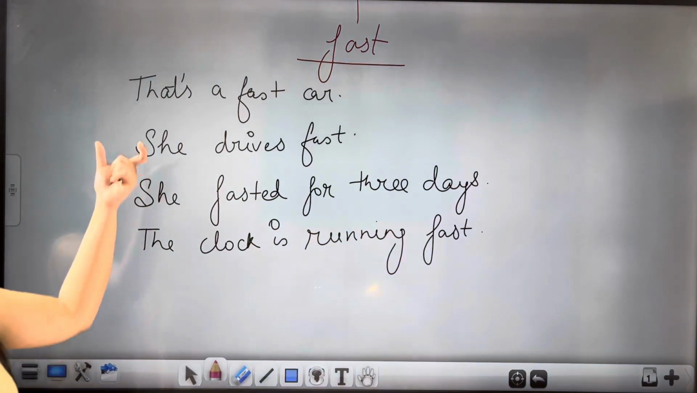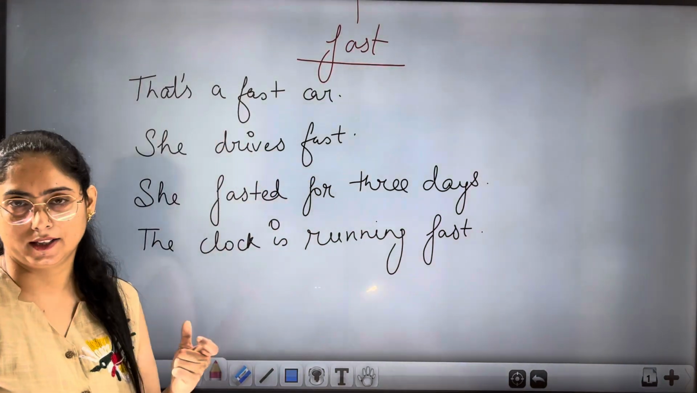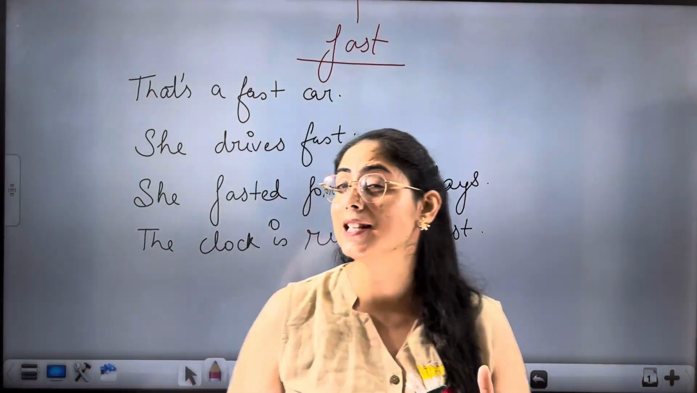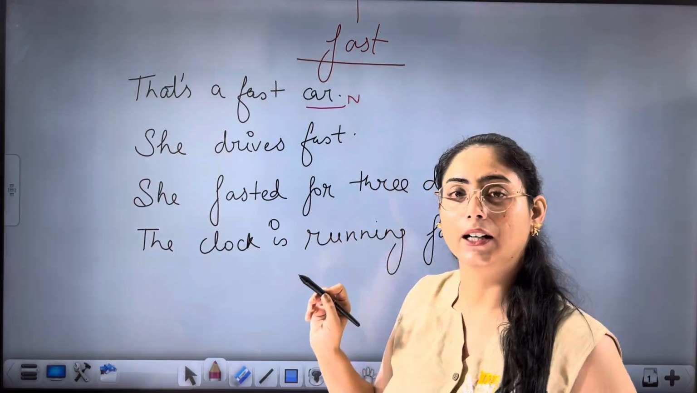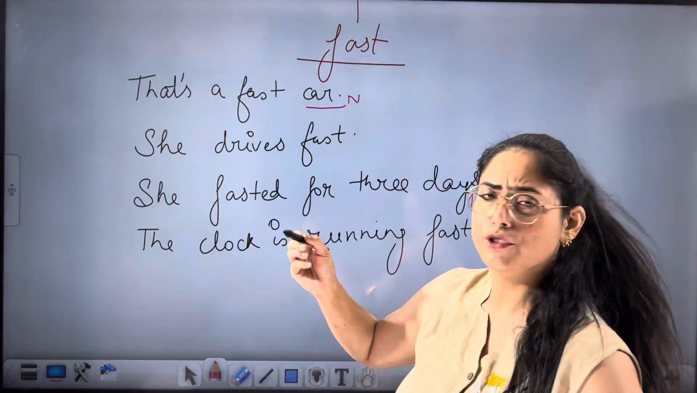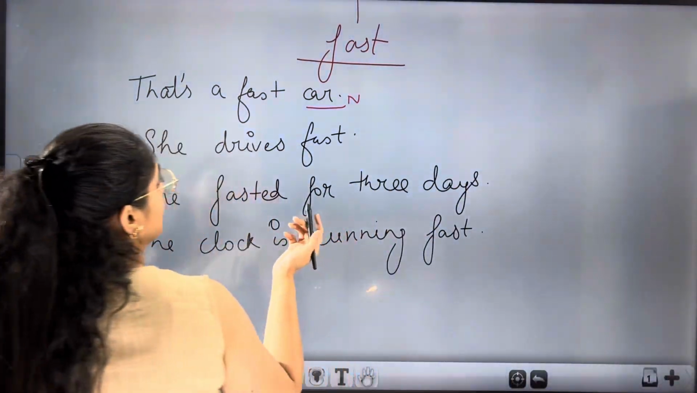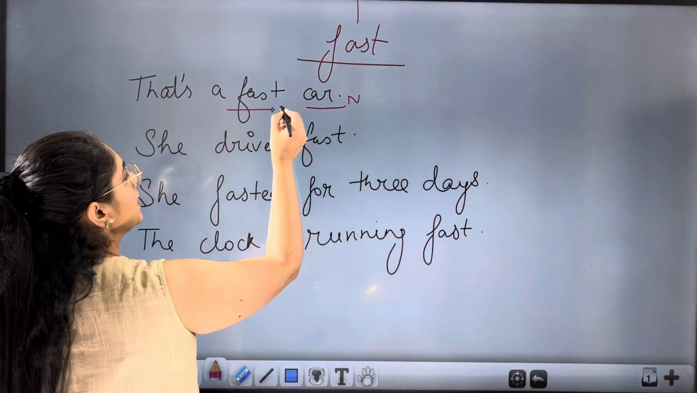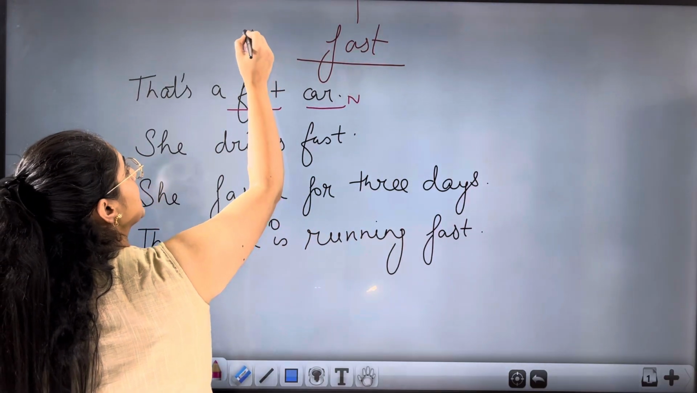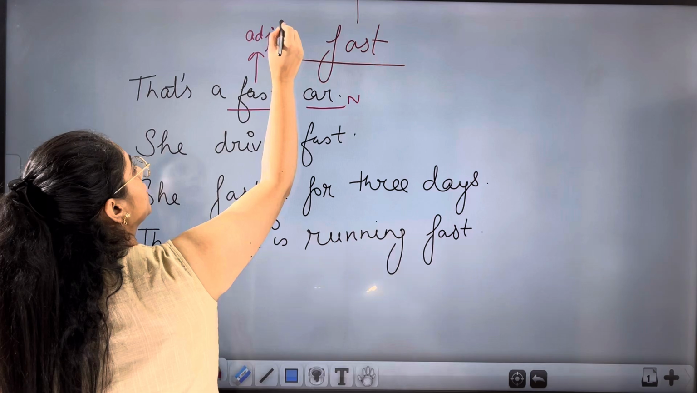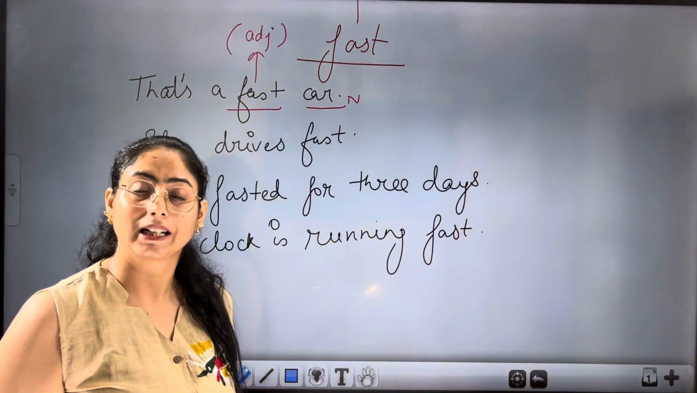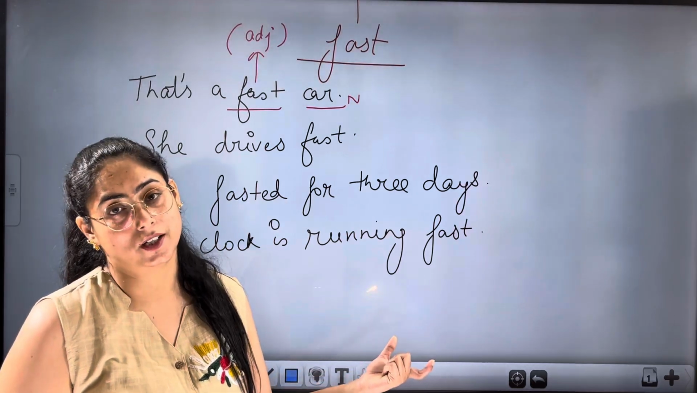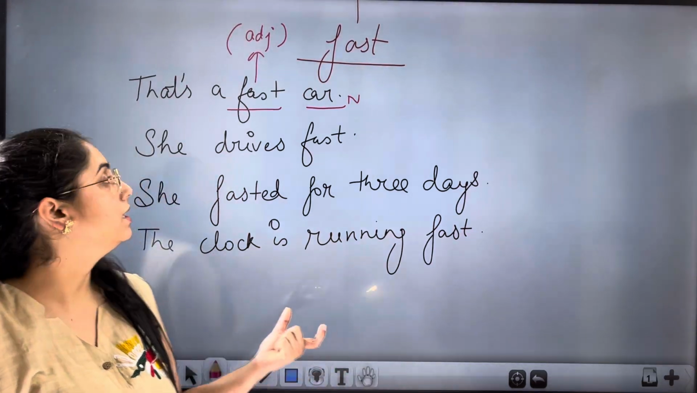Okay. That's a fast car. Now here, fast is used with this noun. Car is a noun. There's no confusion in it. Now who is fast? This noun is fast. This fast is acting as an adjective. Car is fast. Car is a noun. So it is acting as an adjective.